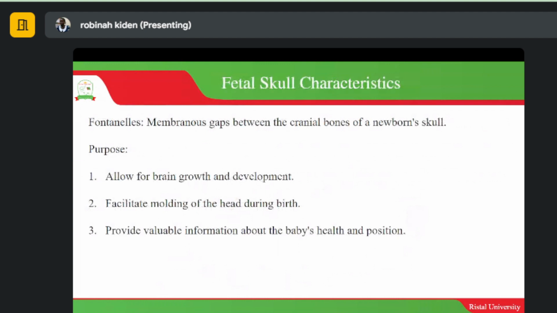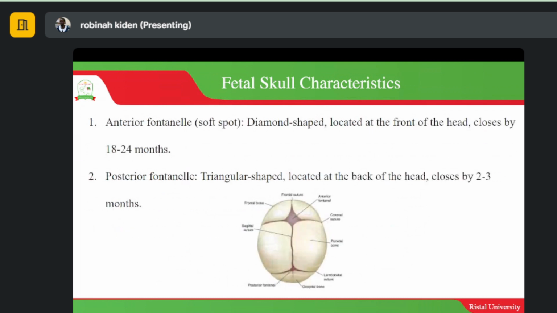So these membranous openings allow for brain development and the growth. Then they also facilitate molding to make sure that the head becomes smaller as it passes through the cervix. Then they provide valuable information about the baby's health and the position. So they are also shown right here. We have already looked at that. So in addition to that, we also have what is called the fontanelles. There are two fontanelles.